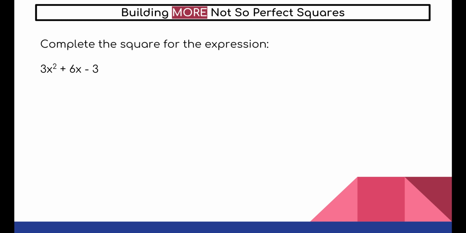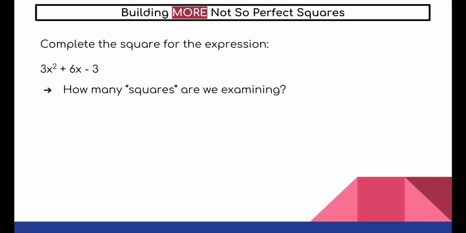Now we want to talk about building more not-so-perfect squares. All of the examples we've looked at so far have a lead coefficient of 1, but that's not the only kind of trinomial our students will see. So let's look at completing the square for the expression 3x squared plus 6x minus 3. All of these numbers are divisible by 3, which is intentional for the sake of the screencast.